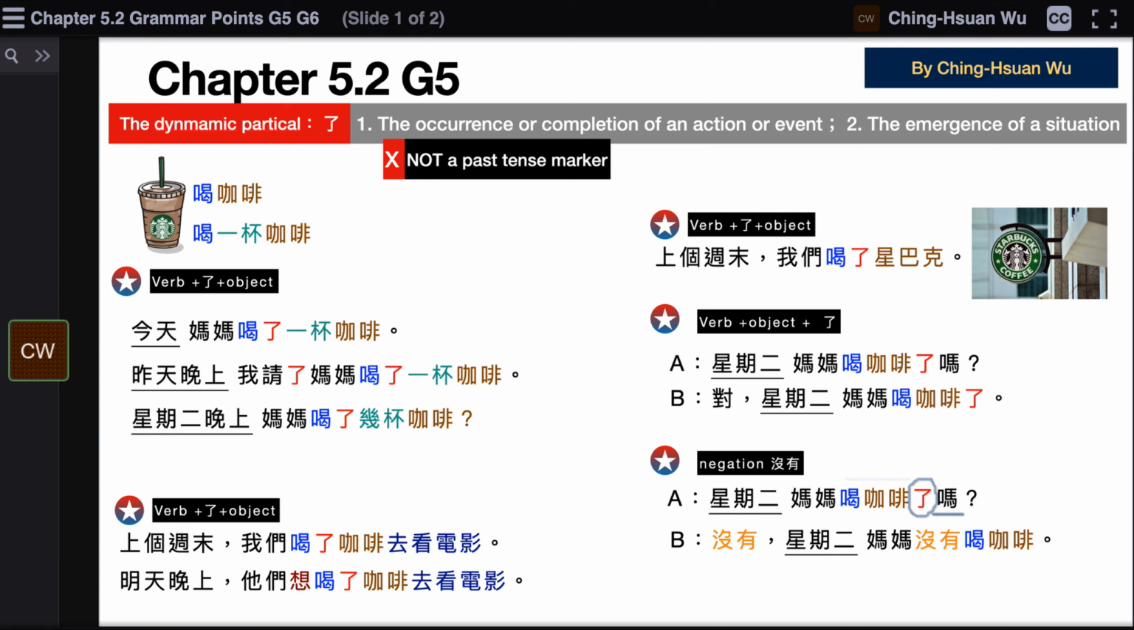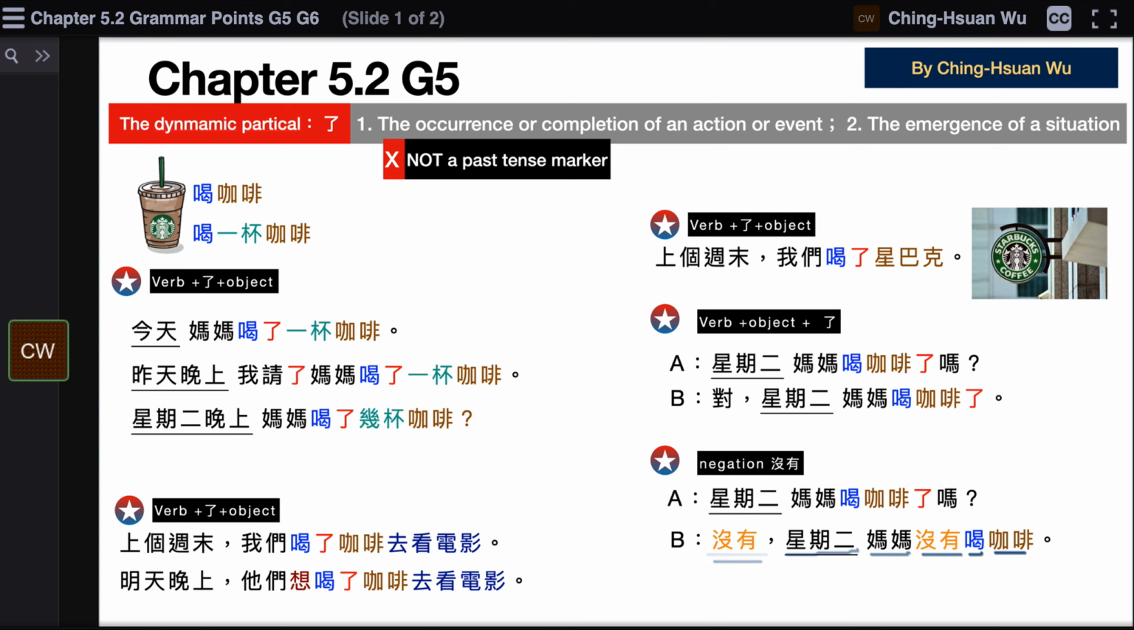And if mother didn't, the answer is 没有. 没有, didn't. Here the negation marker is 没有 to negate le. The negation marker is 没有. It is not 不, it's 没有. 星期二 Tuesday, mother 没有 didn't drink coffee 喝咖啡.